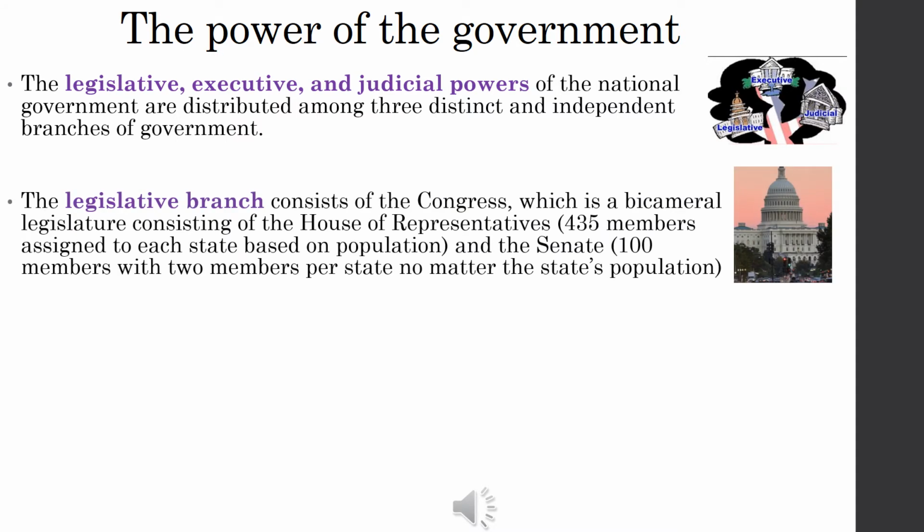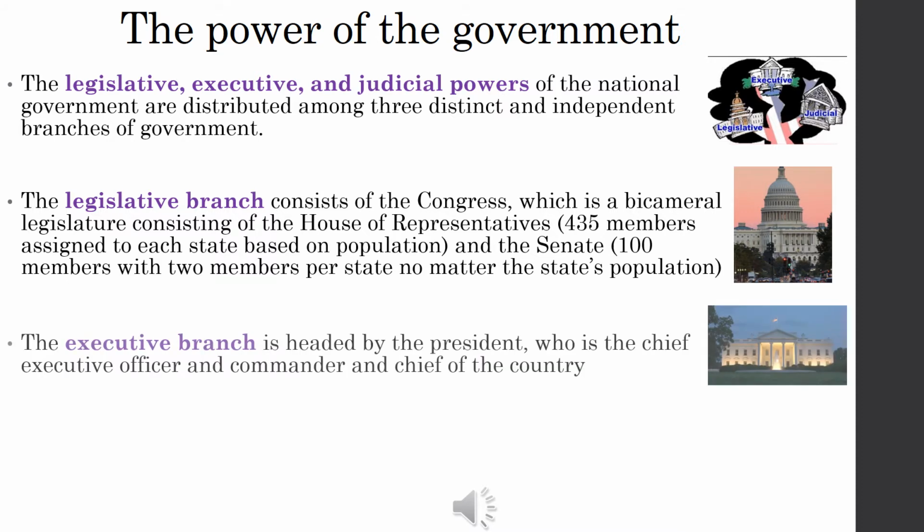The legislative branch consists of the Congress, which is a bicameral or 2-house legislature consisting of the House of Representatives. There are 435 members, those are congressmen, assigned to each state based on population, and the Senate. There are 100 members, those are senators, with 2 members per state, no matter the state's population.